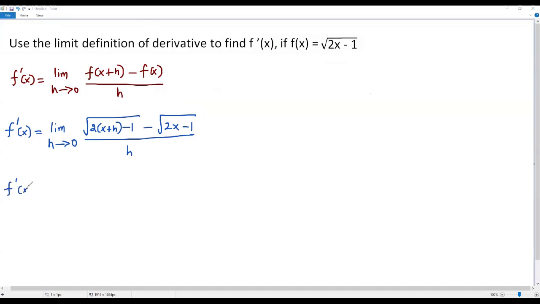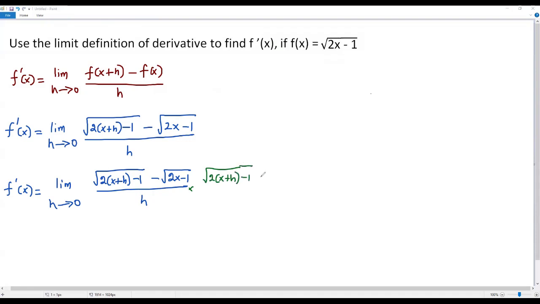So f prime of x equals the limit as h tends to 0 of the square root of 2 times x plus h minus 1, minus the square root of 2x minus 1, over h. Now I'm going to take the conjugate of this one and multiply both numerator and denominator by that conjugate, that is the square root of 2 times x plus h minus 1, plus the square root of 2x minus 1. I have written the same terms over here and here, and I changed the sign in the middle from negative to positive.